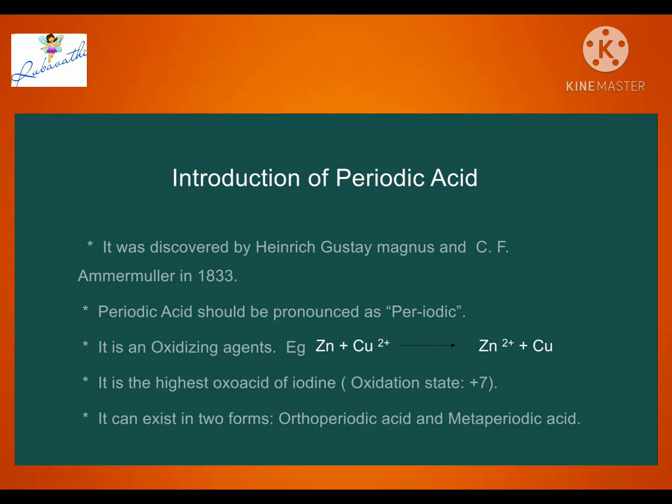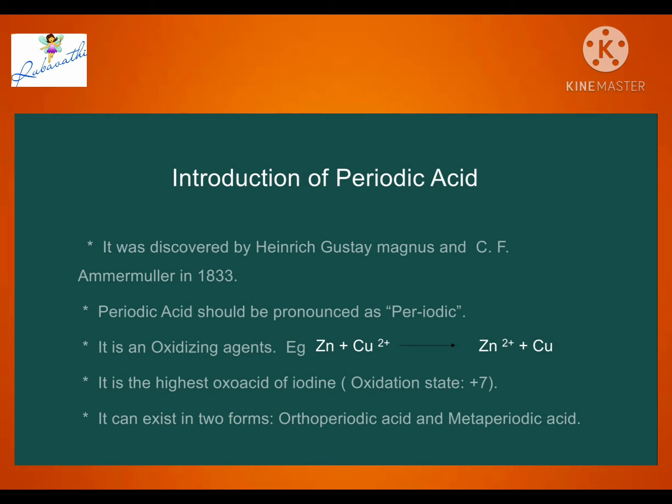Periodic acid. Periodic acid should be pronounced as periodic rather than periodic as in periodic table. It was discovered by Henry Gaste Magnus and C.F. Amarmuller in 1833. It is an oxidizing agent, that is, it oxidizes another substance and itself becomes reduced. For example, zinc plus copper 2 plus gives zinc 2 plus copper, where copper 2 plus is an oxidizing agent, oxidizes to give reducing product copper.